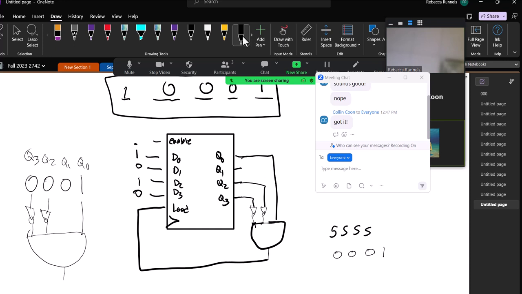Because if Q3 and Q2 are 0, that means I have to be a number that is 3 or less, because if I'm bigger than 3, then one of these is going to be 1. So I have to be 3 or less, meaning 0, 1, 2, or 3, and the only one of those where Q0 is 1 and I get to it before I get to 3 is 1. So I'm just saving myself one input on an AND gate by not including a not right here.